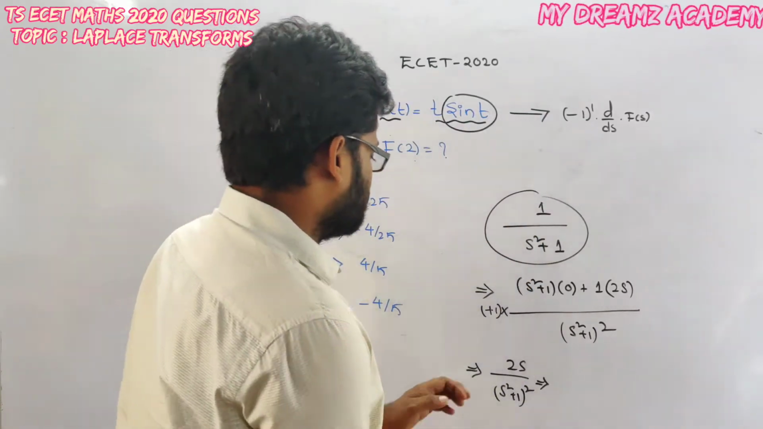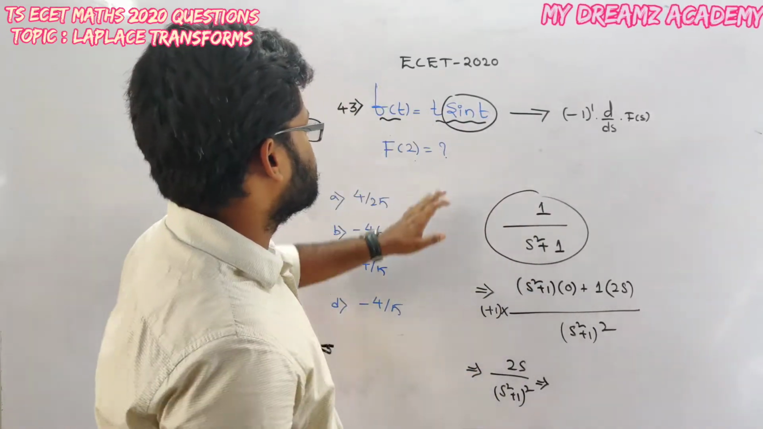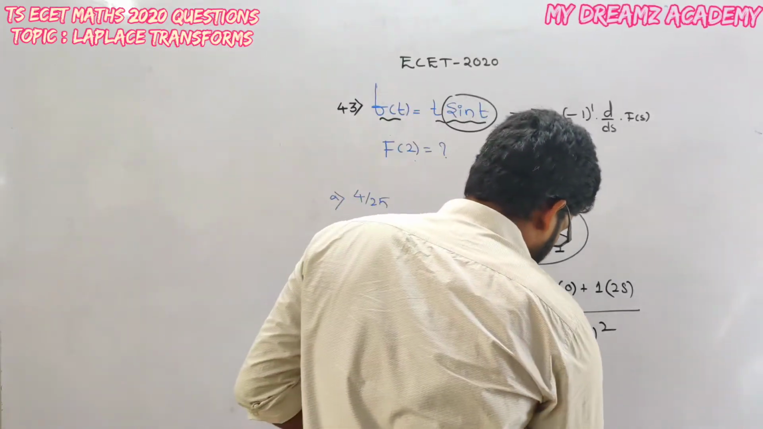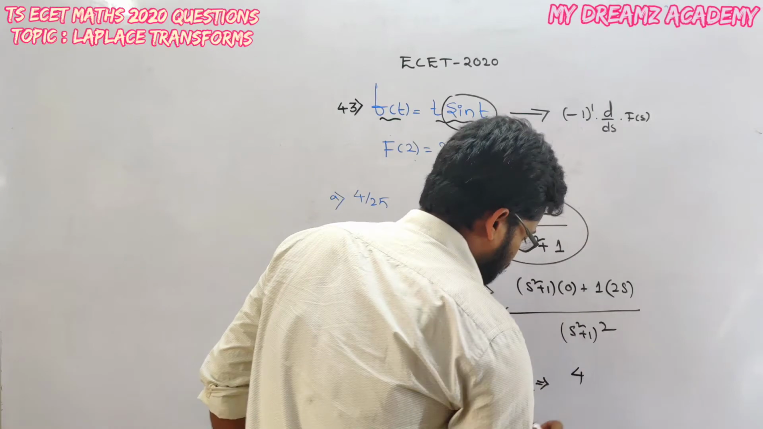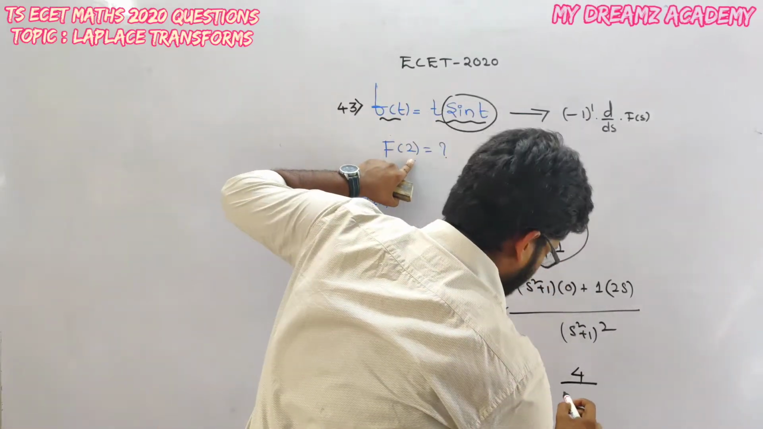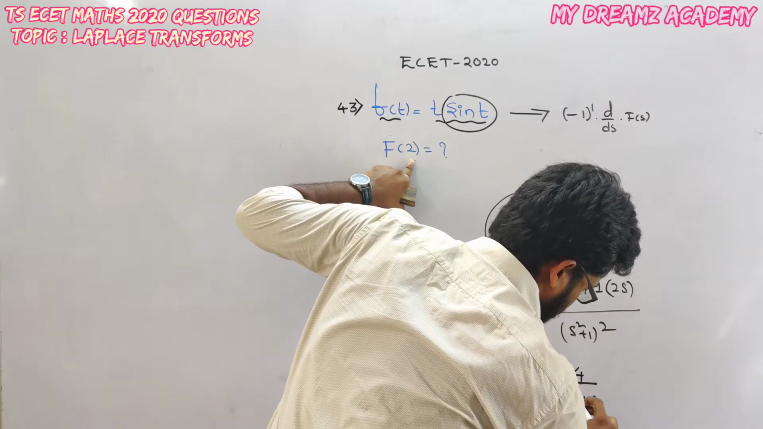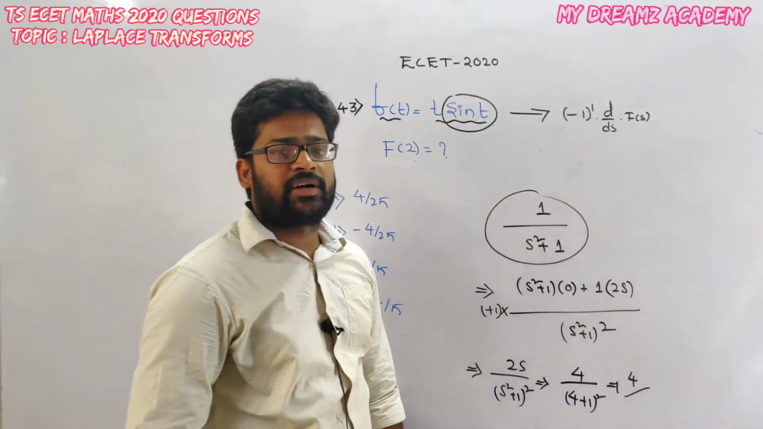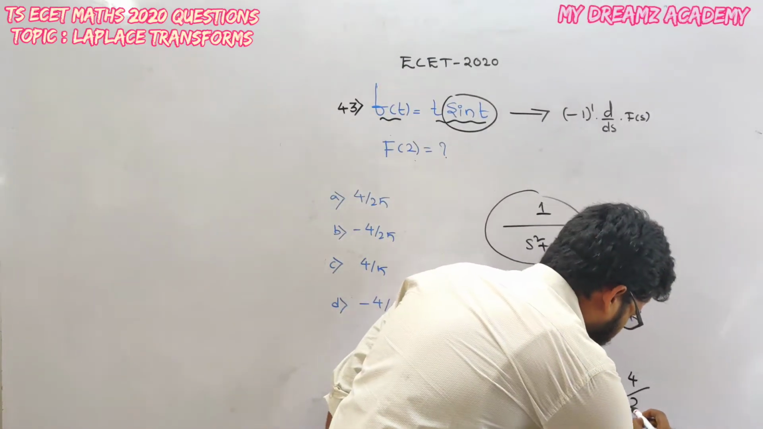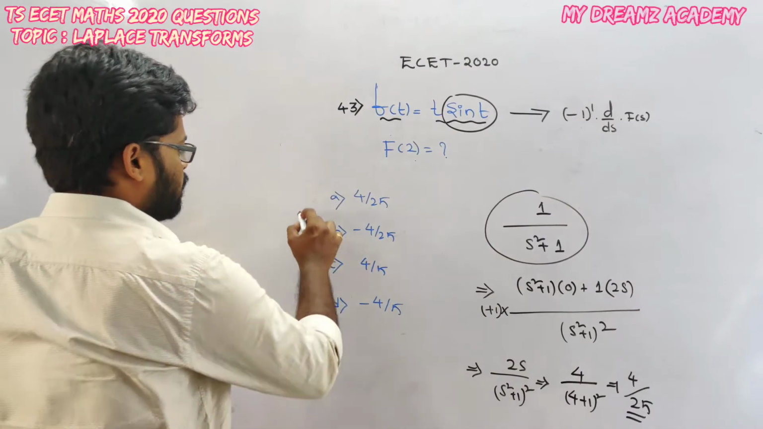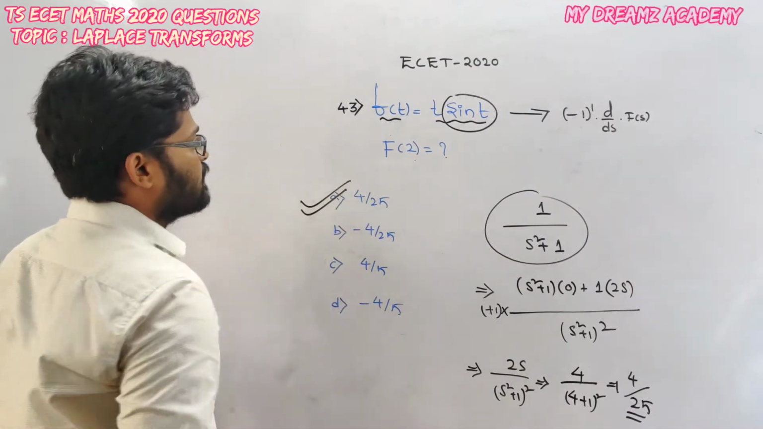Now we need to substitute s equals 2. So 2 into 2 becomes 4, divided by 2 square, 4 plus 1, 5 whole square, 25. So 4 by 25, option A is correct. We will see the next problem.